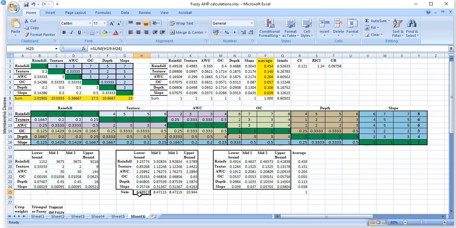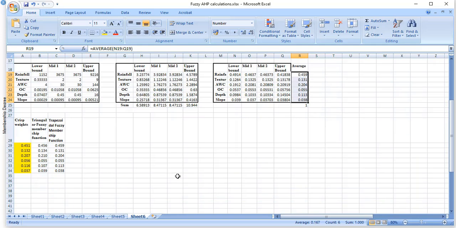And then you have to sum all of them, and then we will go for normalization. So we will be dividing this by this. Similarly, for texture, it will be the lower boundary of texture divided by the sum. So for all the boundaries, you have to create like this, and then you have to take the average of all these. So this will be our new fuzzified weight using the trapezoidal membership function.